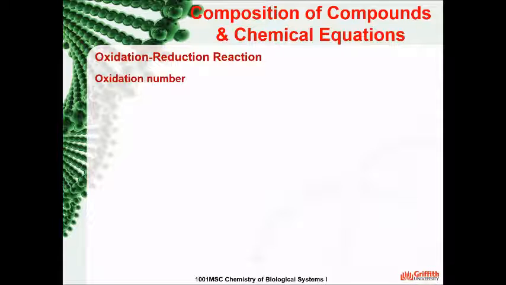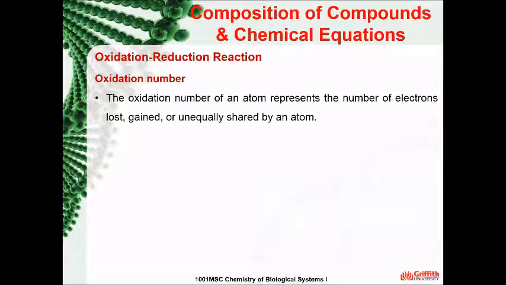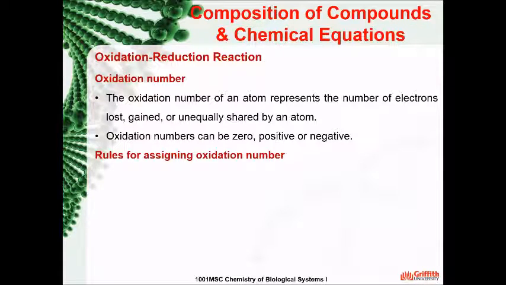To determine which element lost electrons and which element gained electrons, we need to calculate the oxidation number. The oxidation number of an atom represents the number of electrons lost, gained, or unequally shared by an atom. Oxidation numbers can be 0, positive, or negative. There are rules to calculating the oxidation number.